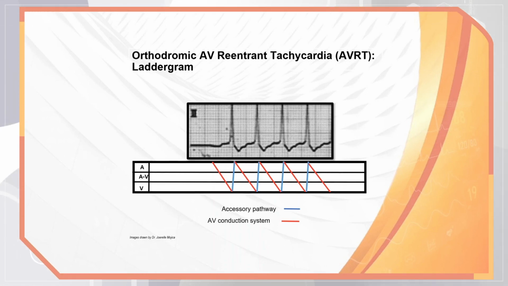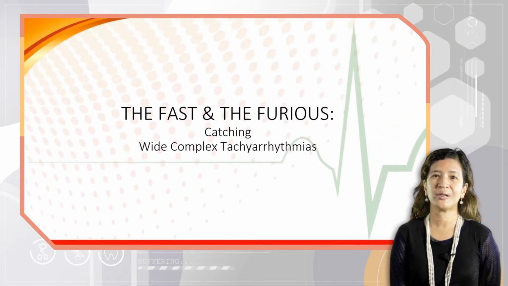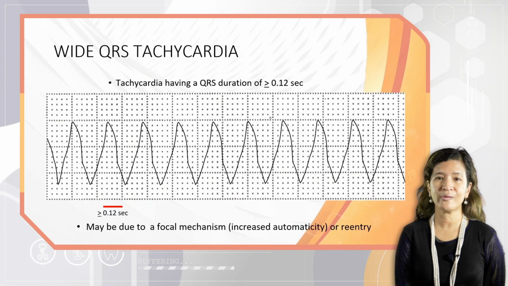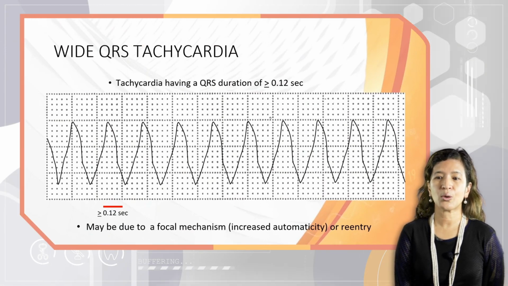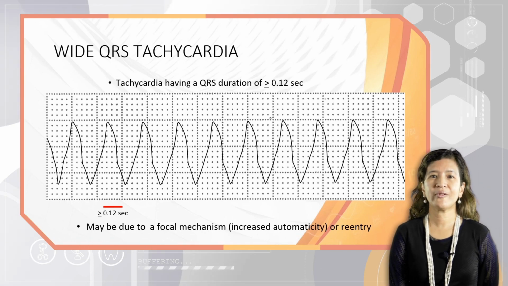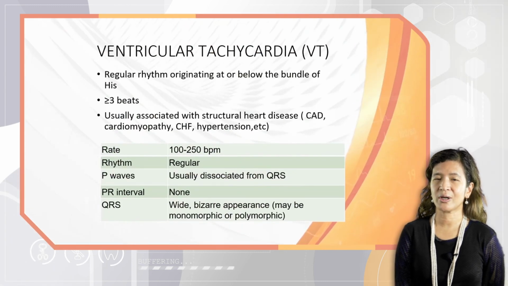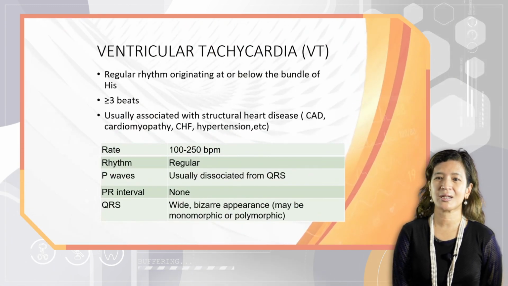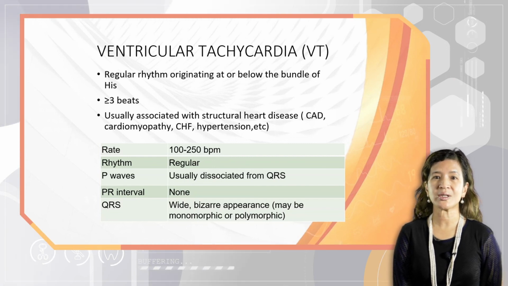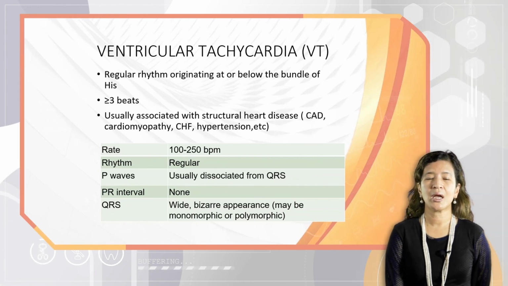Okay, now we can turn to our third workshop, wide QRS tachycardia, which again we will define as the presence of QRSs more than 0.12 with a focal or reentrant mechanism. So a ventricular tachycardia is defined as a wide QRS tachycardia of at least 3 beats. It is usually associated with structural heart disease. The rate is 100 to 260 beats per minute.